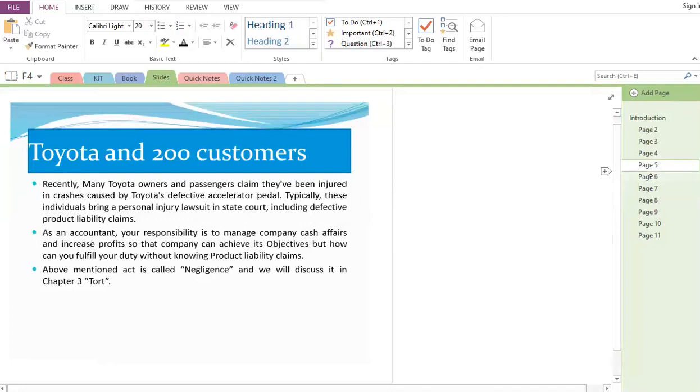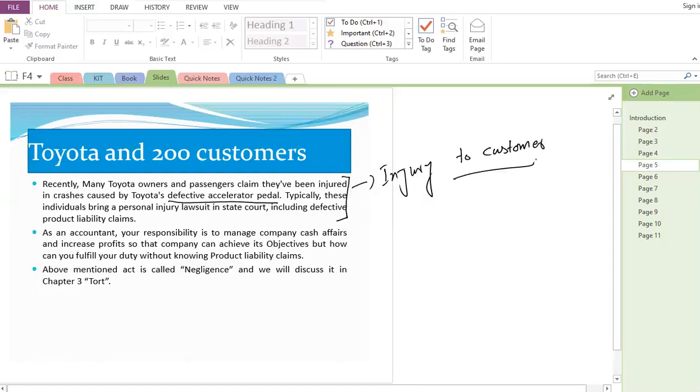So let's take another example, Toyota. We know that Toyota is also a very big brand name in the automobile industry. Many Toyota owners and passengers claim that they have been injured in crashes caused by Toyota's defective accelerator pedal. Typically these individuals bring a personal injury lawsuit in state court, including a defective product liability claim. So what happened here is that the company manufactured a product which had a defective accelerator pedal, due to which the customer sustained different injuries. So what happened? There is injury to the customer.